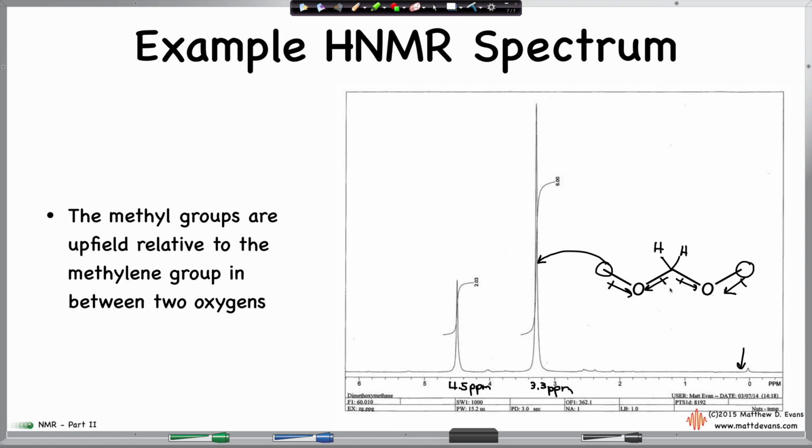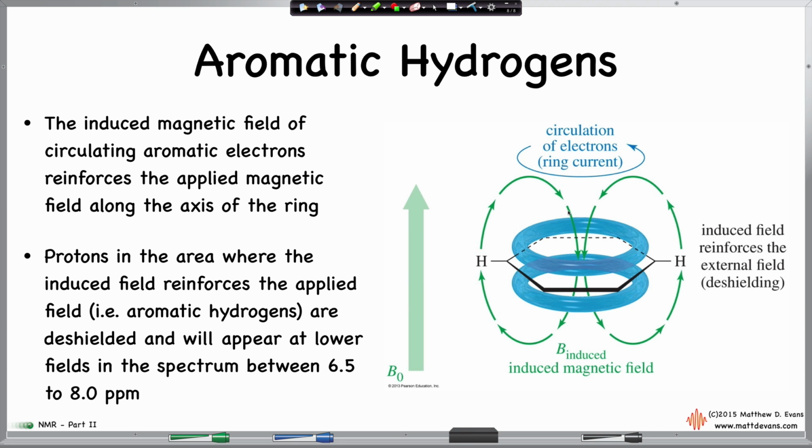Okay, so that's what electronegative atoms do. They tend to deshield protons, and the closer these protons are to the electronegative atoms, the stronger this effect is going to be. Let's talk about aromatic hydrogens.